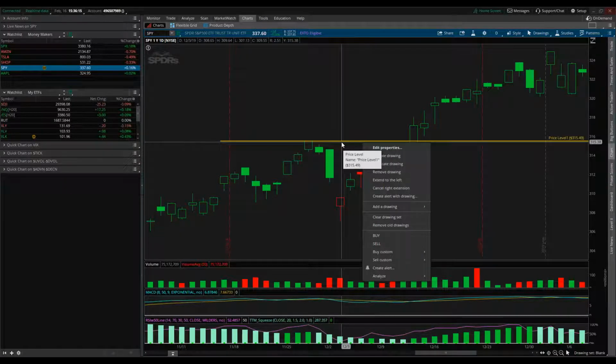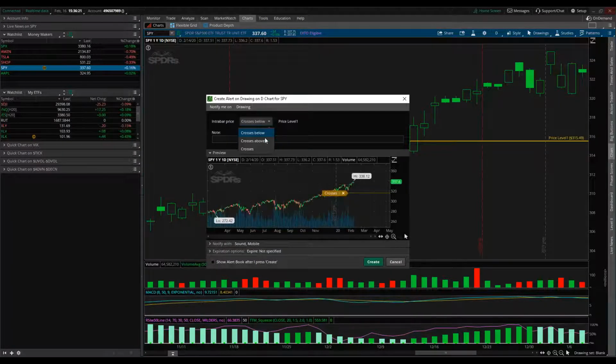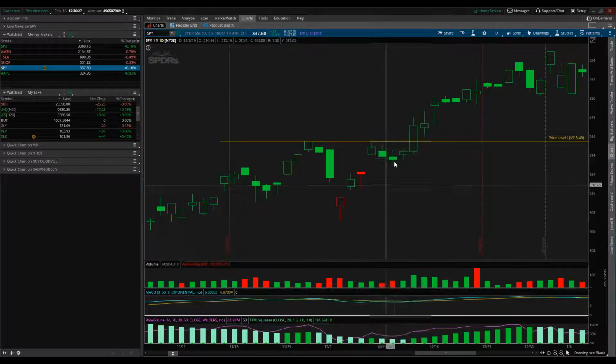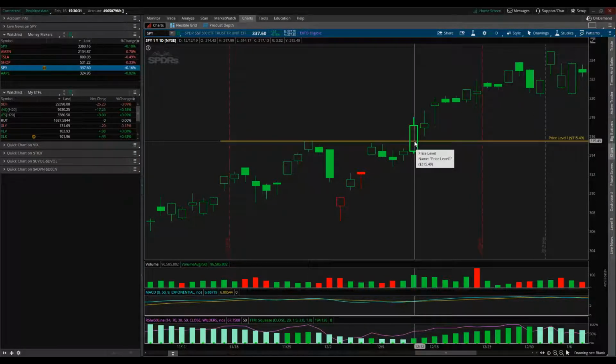Once you have done that, you right click on it, you create alert with that drawing, and all you want to know is when price crosses above, you want to buy, right? So now we have an alert, and when price crossed above, that was your signal to go look at SPY, see what's happening, and decide if you want to get into a trade.